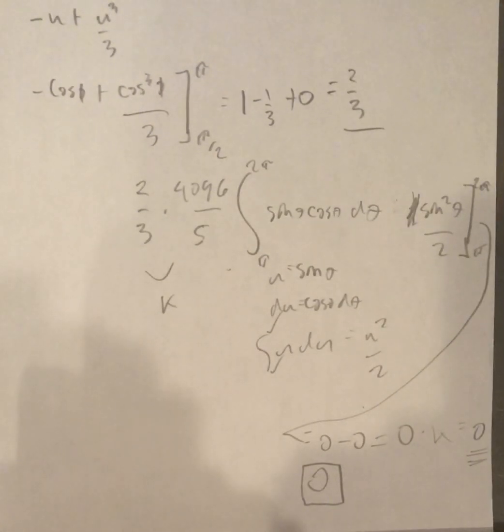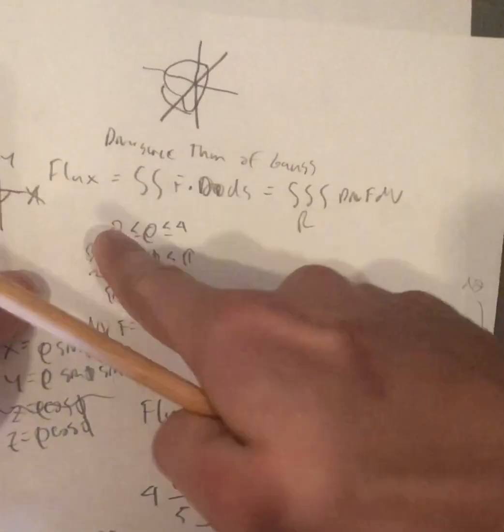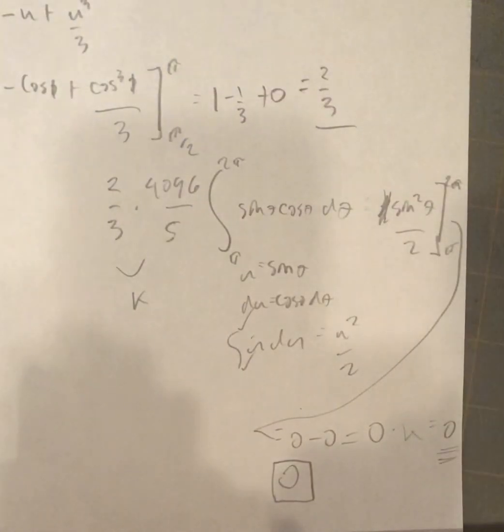And we figured it out because of the divergence theorem of Gauss. Again, divergence theorem of Gauss. And yeah, ultimately that's what we did. And we evaluated this integral, found it to be 0, so the flux is 0.